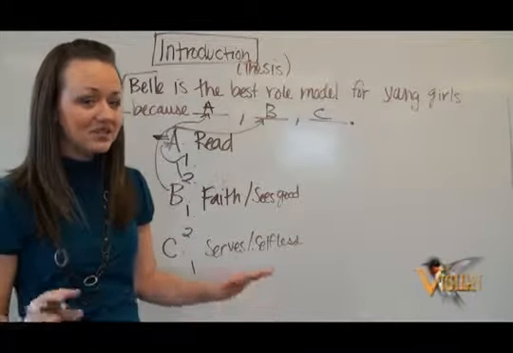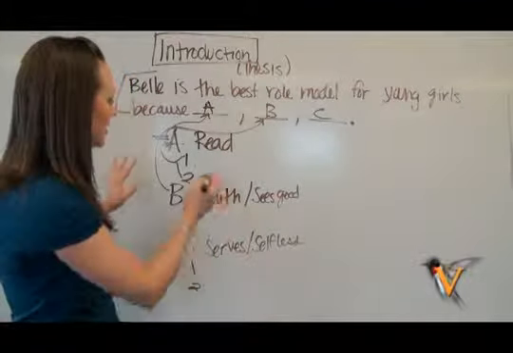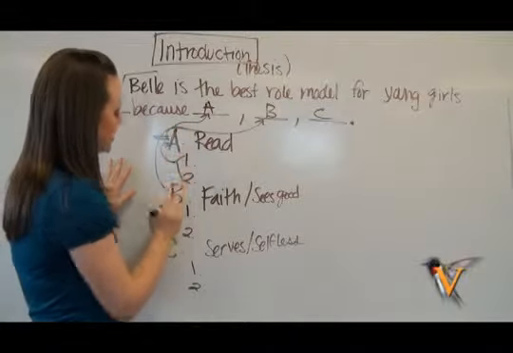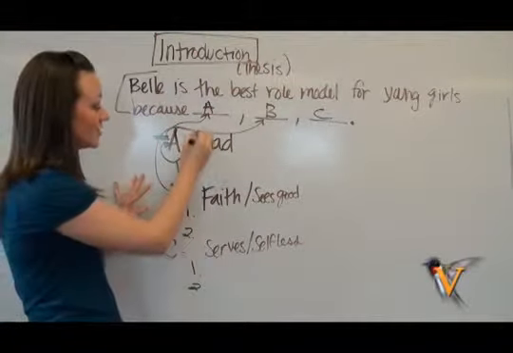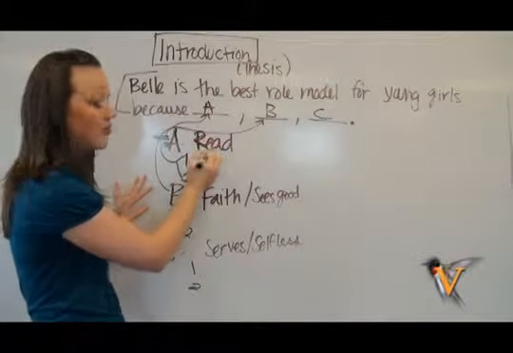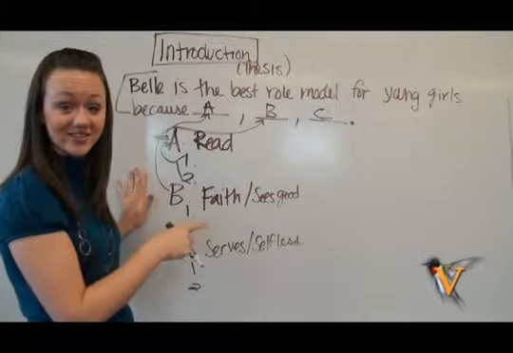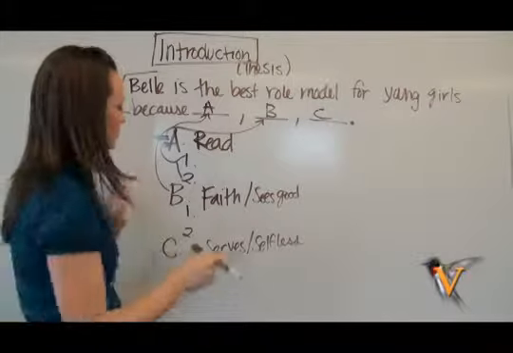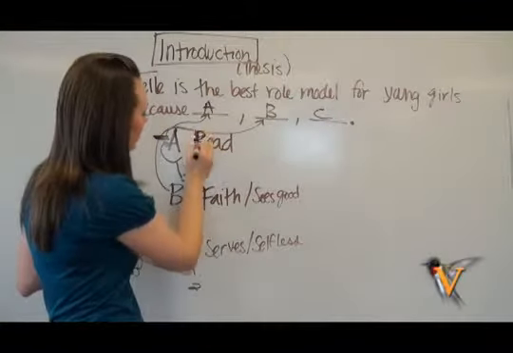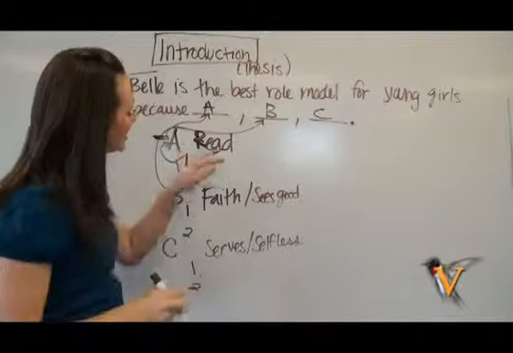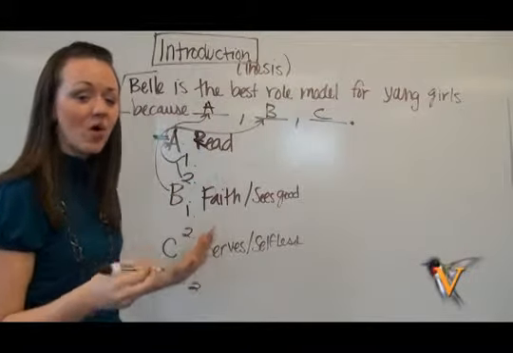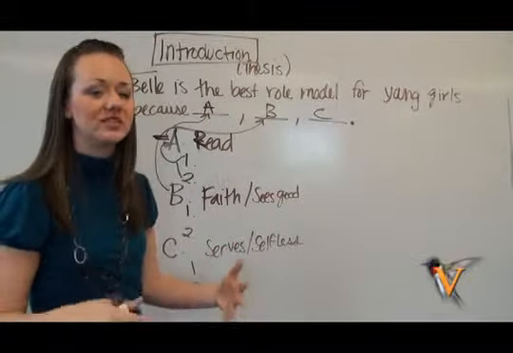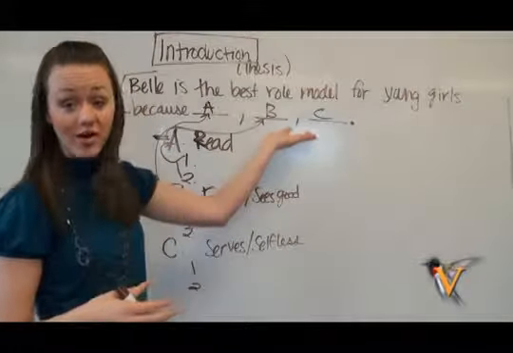All right? Just to review that, I want to make sure that's clear. Each of these points, so A, B, and C, each of these is a new paragraph. And each of them begins with a supporting point that's written out in a complete sentence. You following? I hope so. Now underneath these, what you're going to do is put examples of where you see how she reads or how she uses reading to be a good role model.